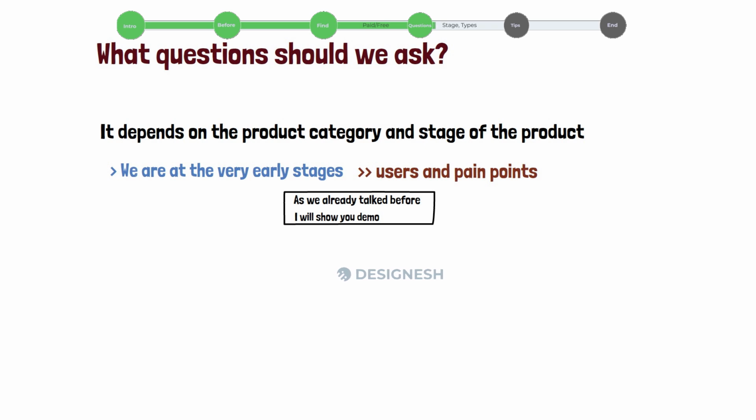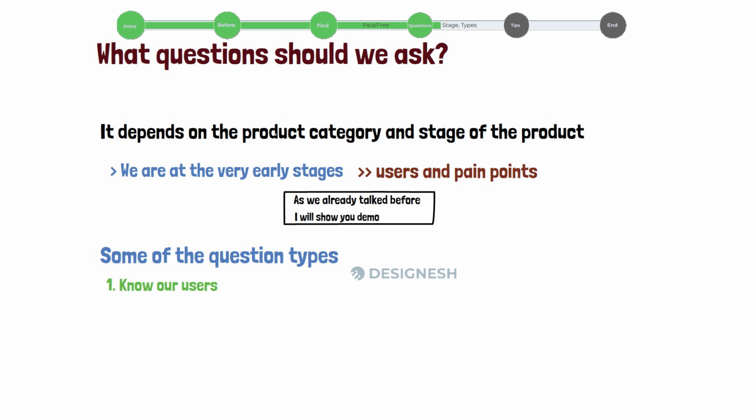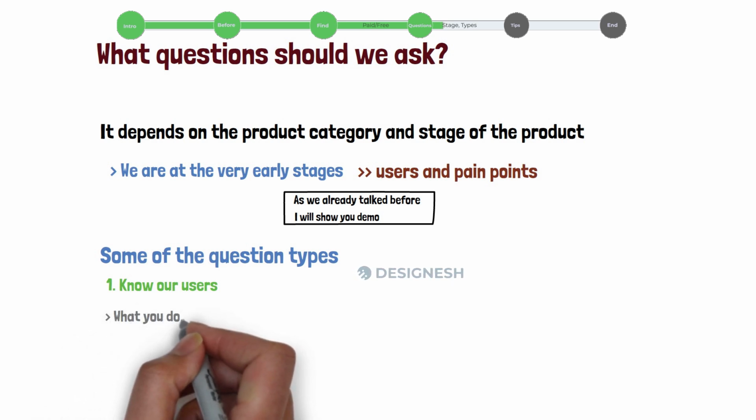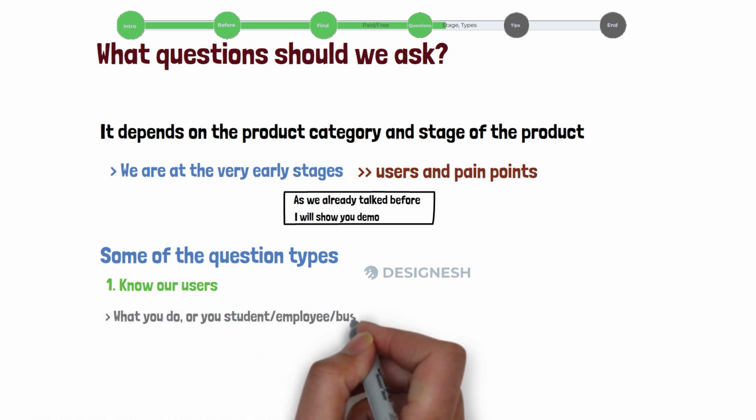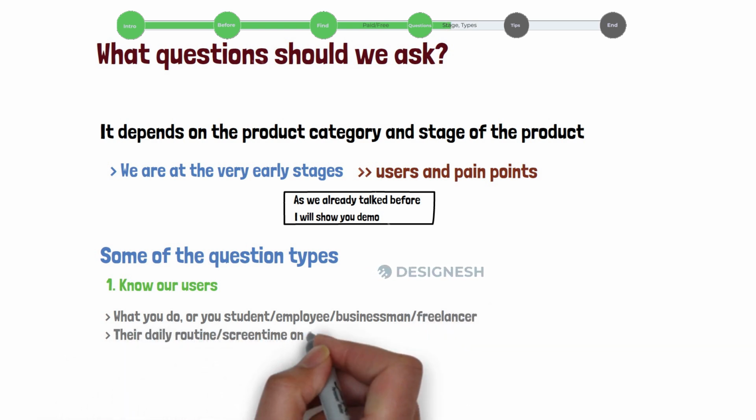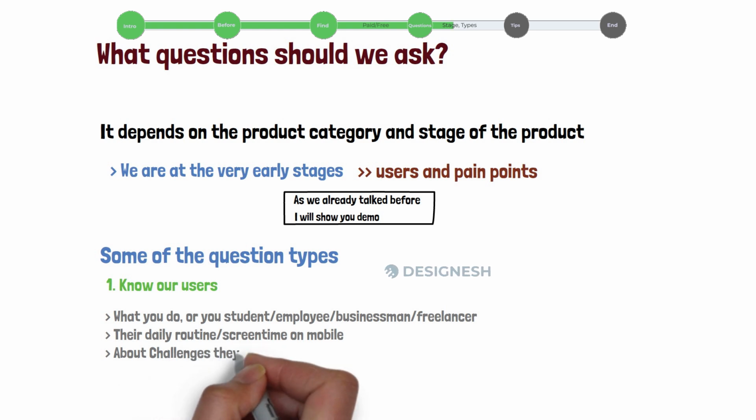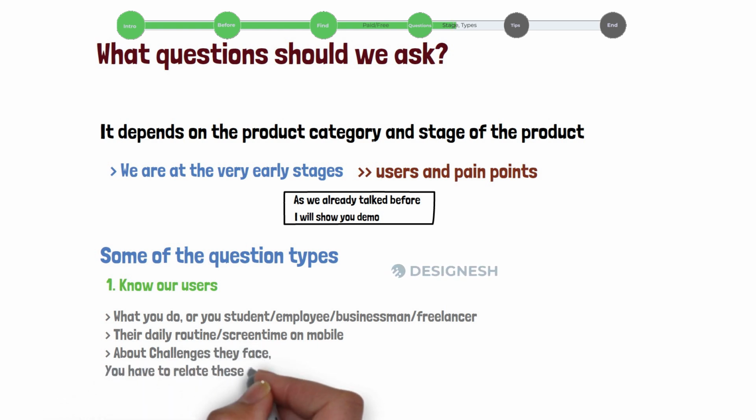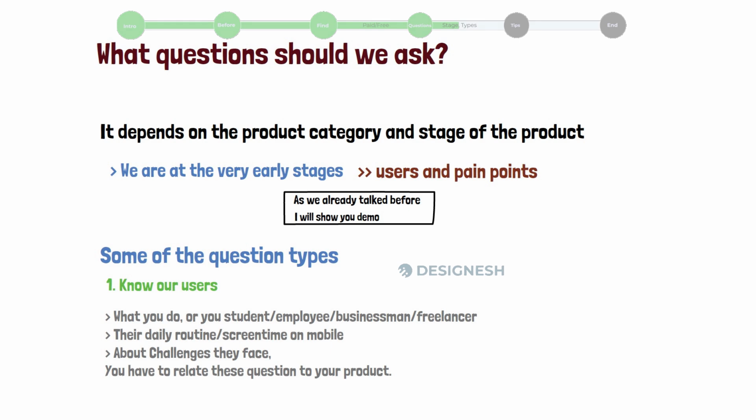Here are some of the question types that you should be aware of. First is knowing our users. To know users, you can ask what they do. Are you a student or an employee, in business or freelancing? Their daily routine and their screen time on mobile. You can ask what challenges they face. You have to relate these questions to your product.